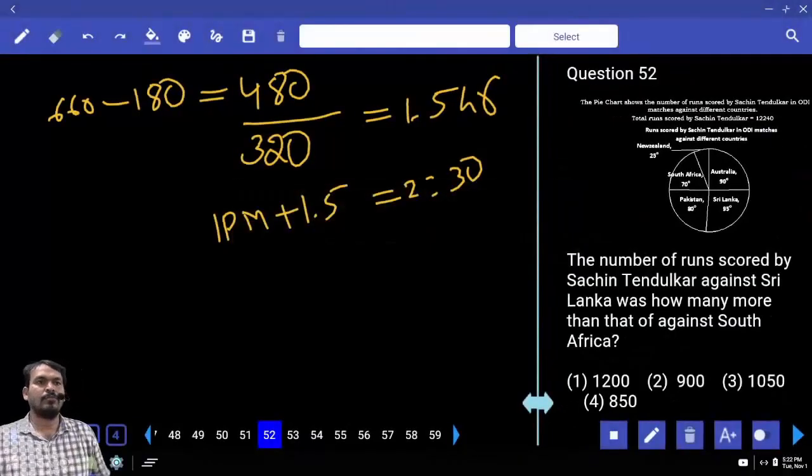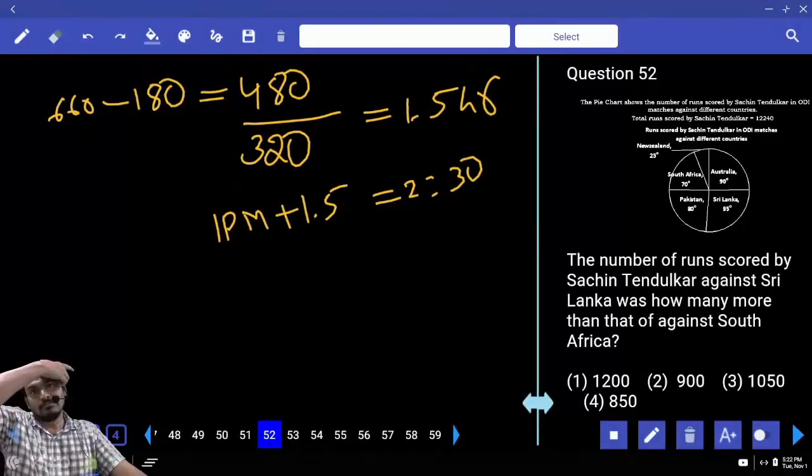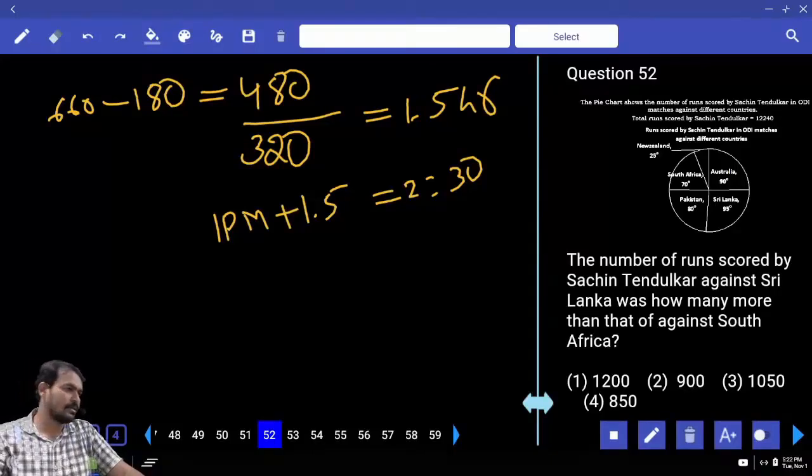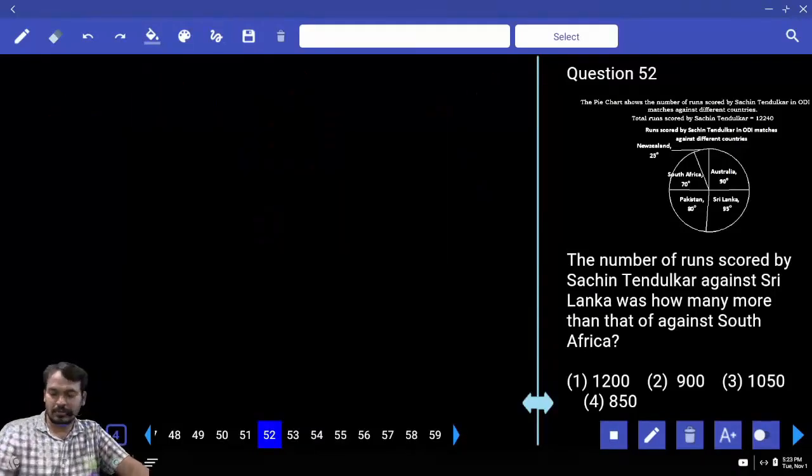Next, question number 52. A pie chart is given. Total runs scored by Sachin Tendulkar is 12,240. All are given in degrees. What is the first question? The number of runs scored by Sachin Tendulkar against Sri Lanka was how many more than that against South Africa? Simply we require the difference between Sri Lanka and South Africa.